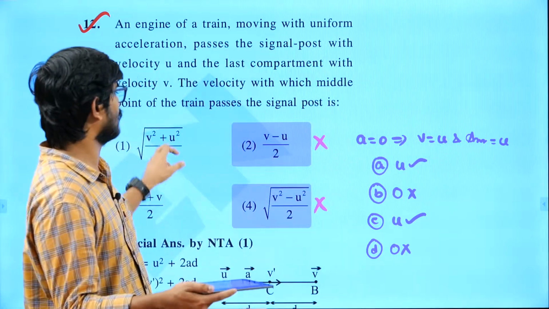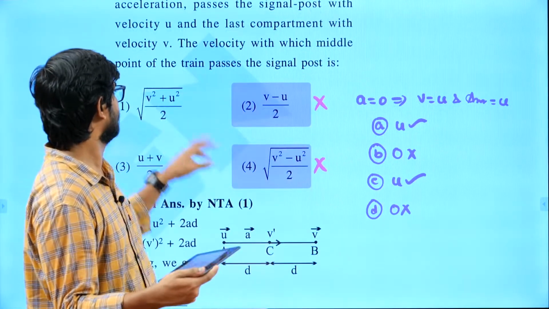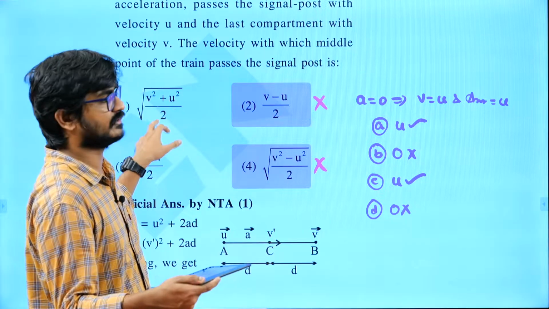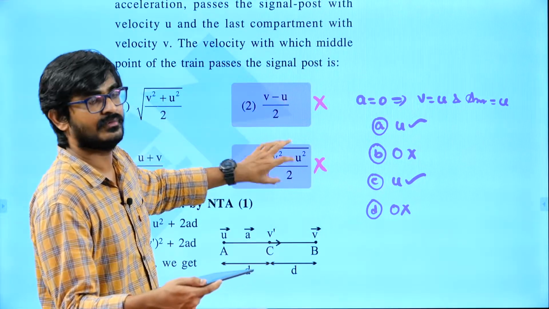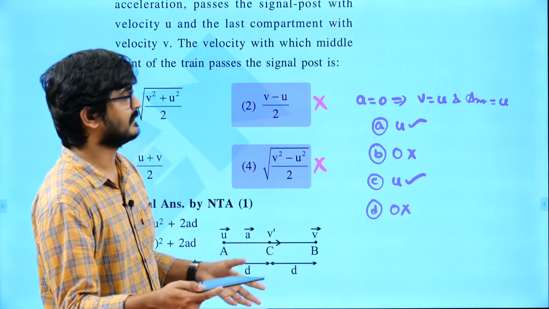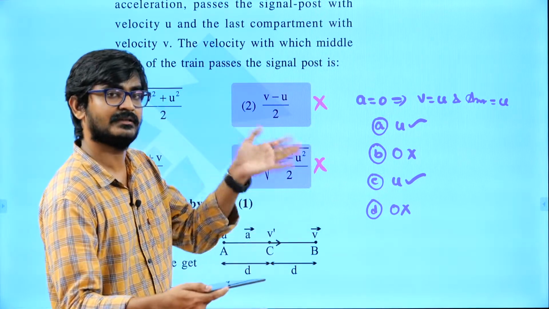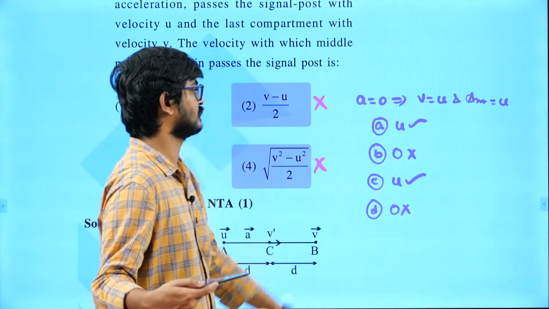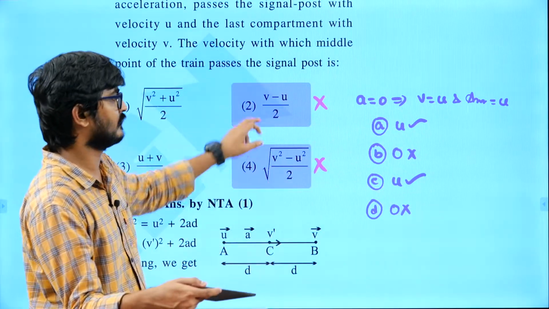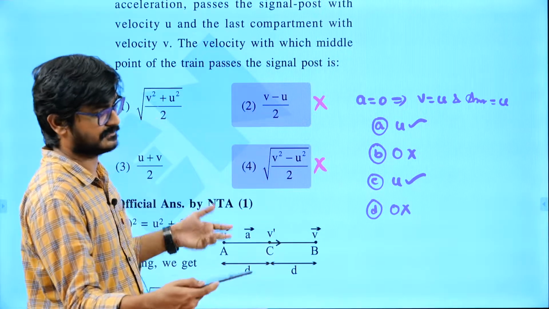Now if I substitute in the options, here I will be getting root of u square plus u square by 2, which will be u. This one also will be u, but this will be 0, this will be 0. But what I know is, when I substitute v equal to u, I must be getting the answer as u itself, because if it is moving with a constant velocity, at the midpoint also its velocity has to be u itself. So from there I can eliminate options 2 and 4. So one of options 1 and 3 must be right.